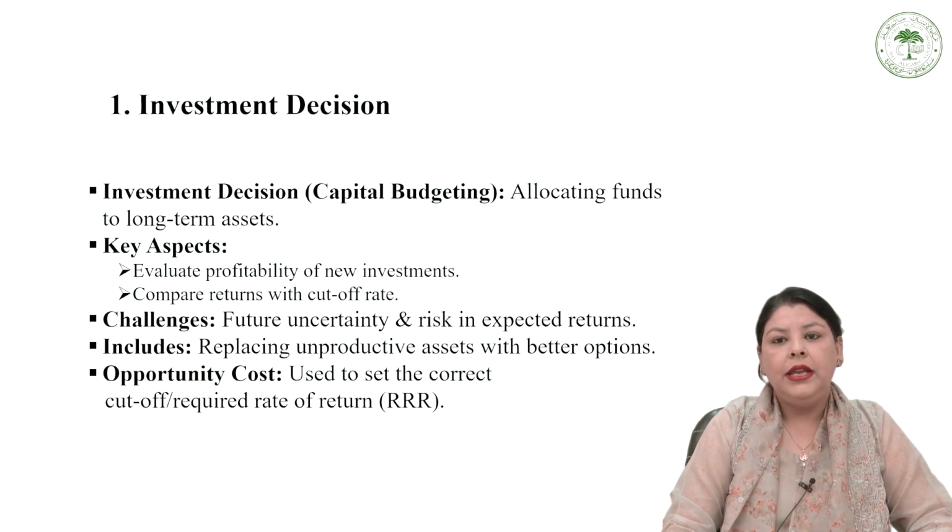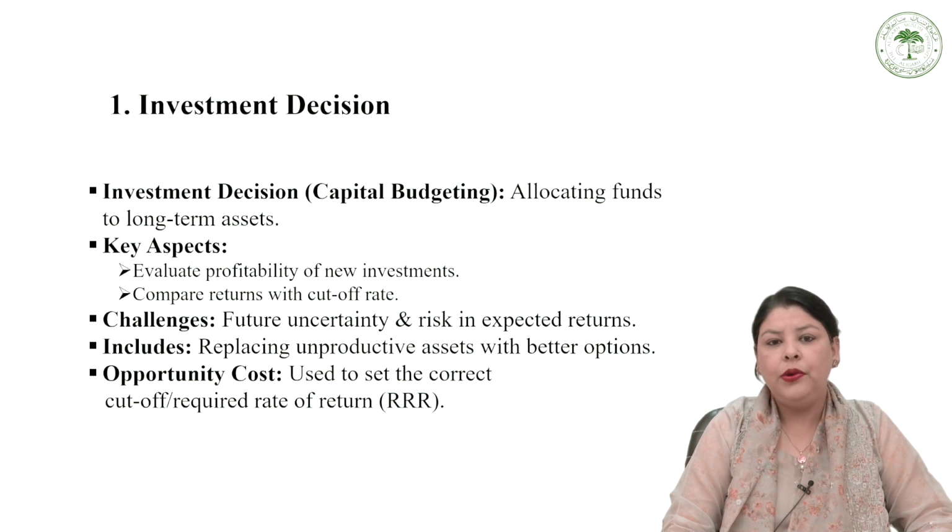Let's now go through each of the money functions one by one. The first and most important is the investment decision, also called capital budgeting. This simply means deciding where to allocate funds into long term assets. The key points of capital budgeting are to evaluate how profitable new investments are, compare returns with the cutoff rate, keeping in mind future uncertainty and risk, replacing unproductive assets with better options, and finally using opportunity cost to set the correct required rate of return.